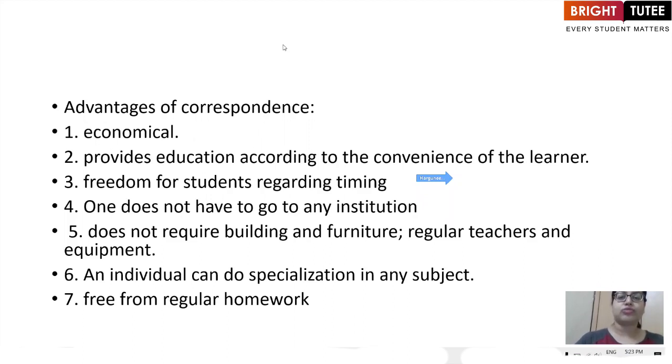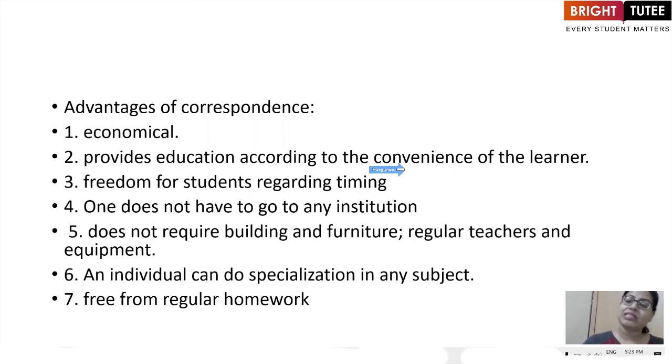Advantages of studying through these correspondence or distance courses are, first of all, that it's very economical in nature. Second, it provides education according to the convenience of the learner. So as per your comfort, let's say for one entire week some work commitment is not there, so as per your availability of time, you can study a lot in that week. Next week, maybe your employer has given you a lot of work, so it's not really possible for you to give that much time to your course. So as per the availability of time, you can schedule yourself.